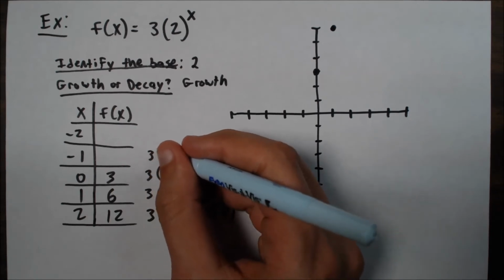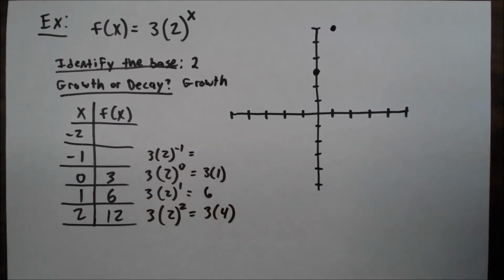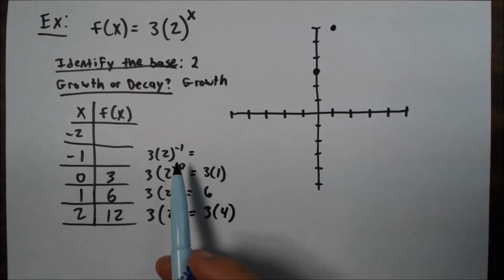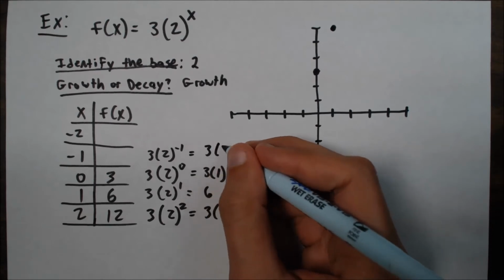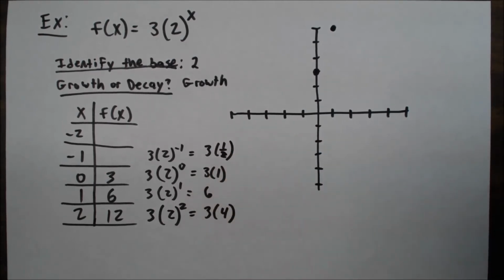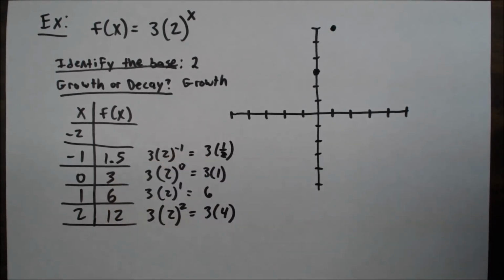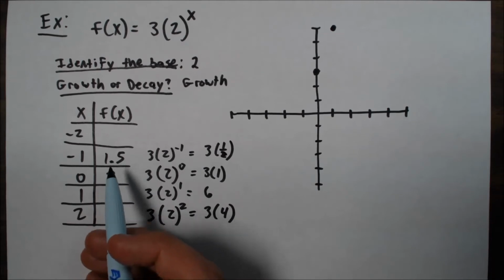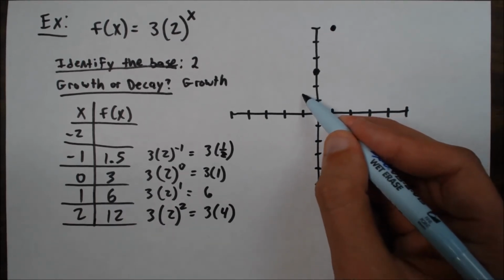So 3 times 2 to the -1. Well, if you remember your exponent rules, and you should, anything to the -1 power means you flip it upside down. So what you've got is 3 times 1/2. 3 times 1/2, which is about 1.5. It is 1.5. You could also write that as the fraction 3/2, 3 over 2. So at -1, I'm going to go up to 1.5, which is right about here.